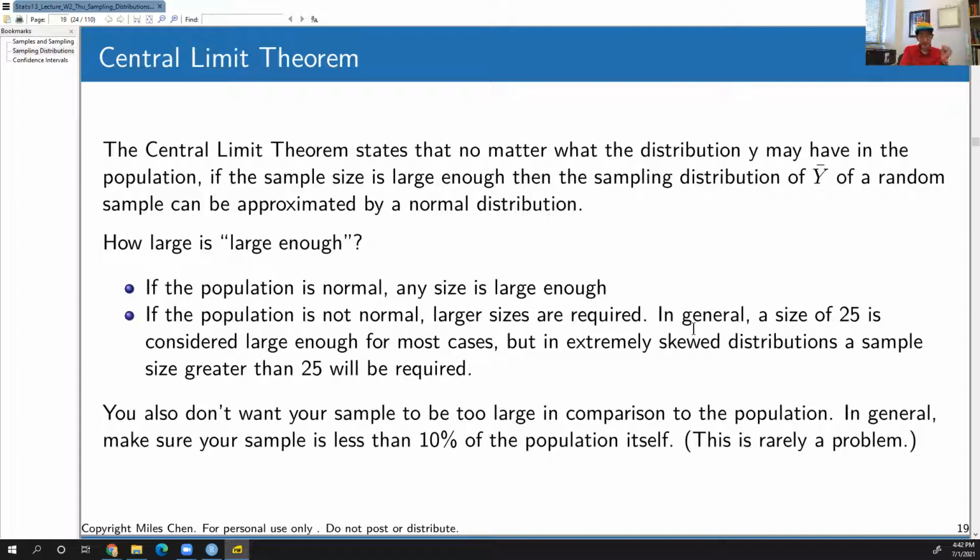There's also a flip side. You don't want your sample to be so big that you're sampling too much of your population. This is rarely a problem, but it could be an issue that you run into.